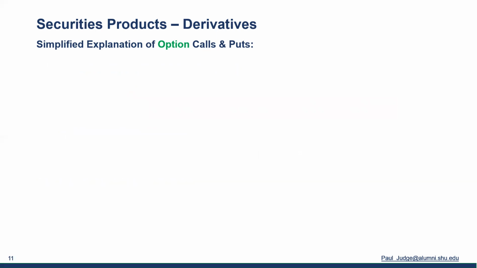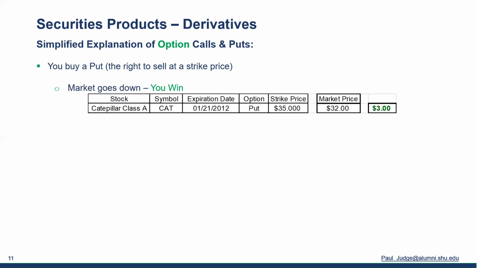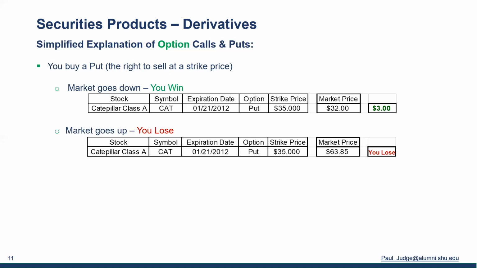On puts, it's the same thing. Also, you have to factor in any premium you put, which is a sunk cost. But on puts, you're betting the market goes down. So if you bought a put on Caterpillar with a strike price of 35, and the market is selling Caterpillar on January 21st at $32, you made $3 a share. You made $300 for each option. If the market goes up, you lose.